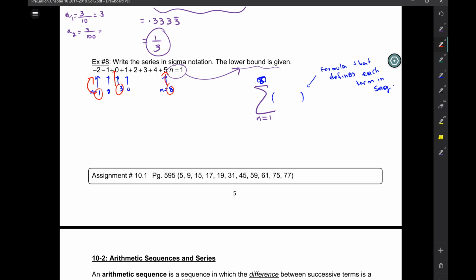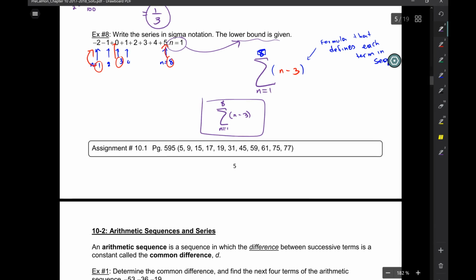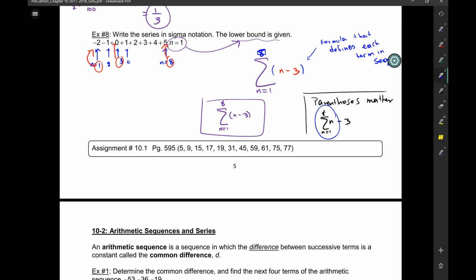I'm just counting. If that's the first term, n equals 1. Second term, n equals 2. Third term, and a couple of you have already seen that the relationship is n minus 3. So then it's sigma from n equals 1 to 8 of n minus 3. Hang on, super important: parentheses matter. If I do sigma n minus 3, that could mean that you take whatever answer you get, minus 3. So parentheses matter.